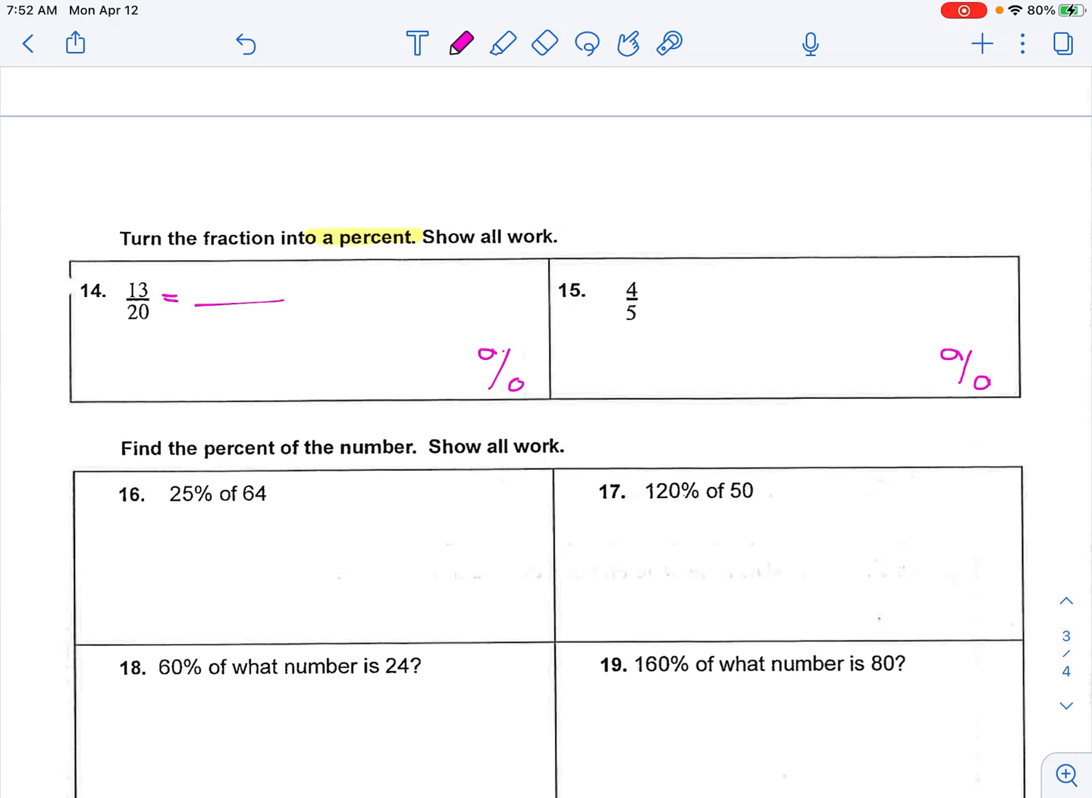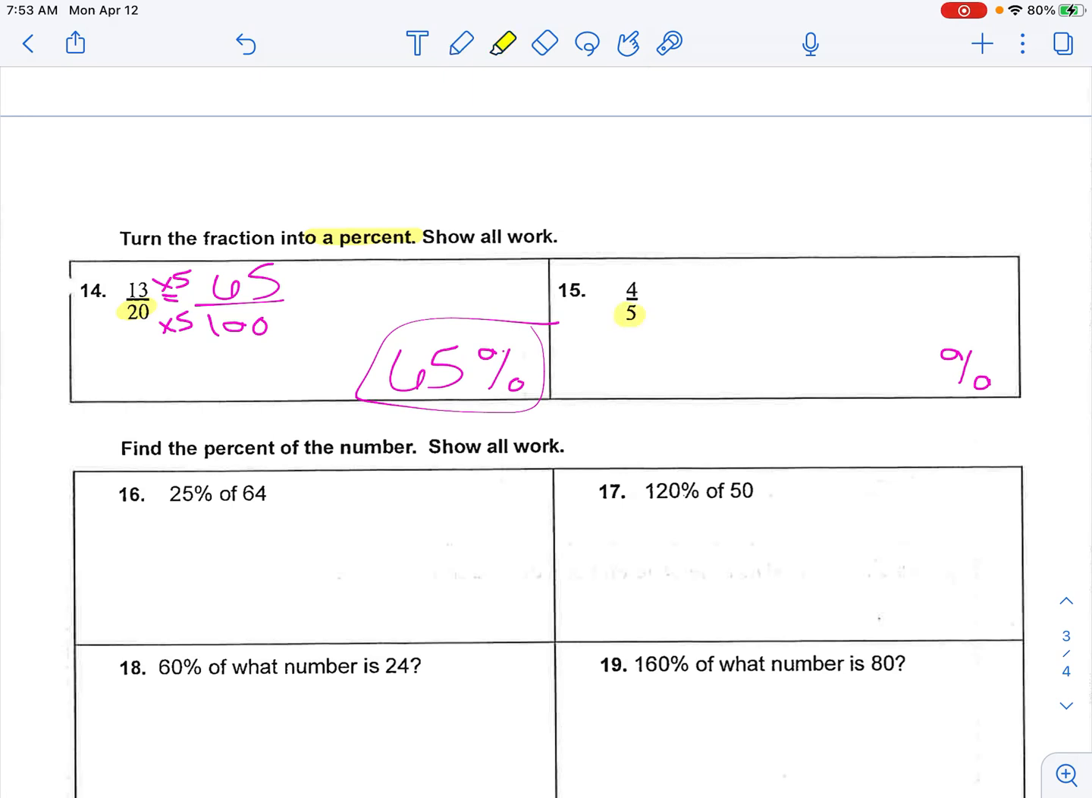Well, remember, when we were doing this together in class, a percent is always out of 100. First thing you always want to do is check that denominator. Is that denominator a factor of 100? Yes. 20 times 5 is 100, and 13 times 5 is 65. 65 hundredths is 65%.